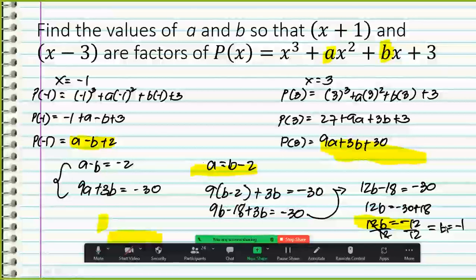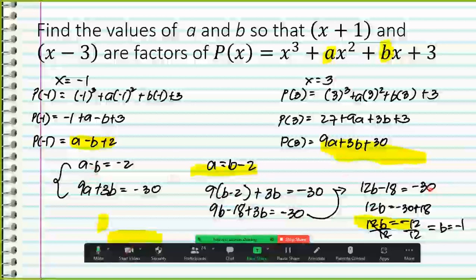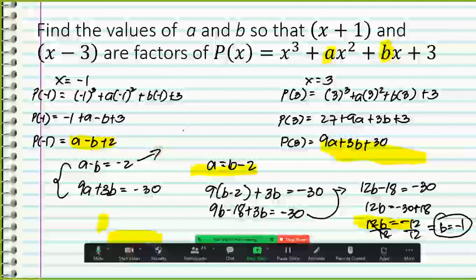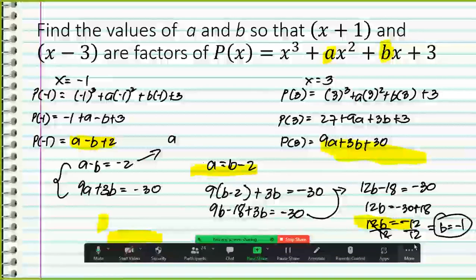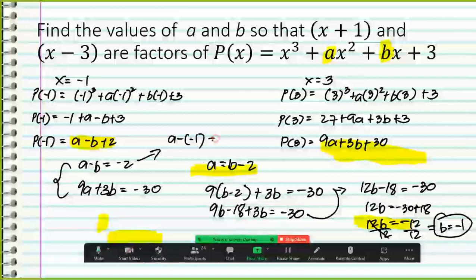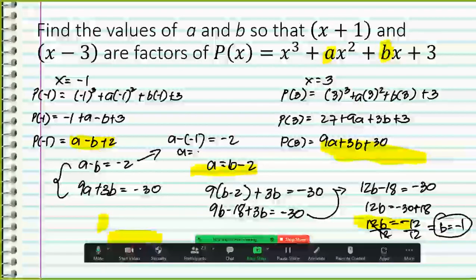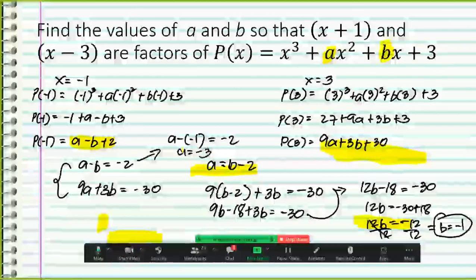However, we don't have the value of a yet. Remember that b minus 2 is not the actual value, but it is an equivalent expression. So now you may solve using the value of b. We can inject the value of negative 1 in this equation, or you may do that in the second equation. It doesn't matter. So a equals negative 1 minus 2. We have negative 1 times negative 1, so this will become positive 1. Then transpose, so we have negative 2 minus 1. So we have negative 3.